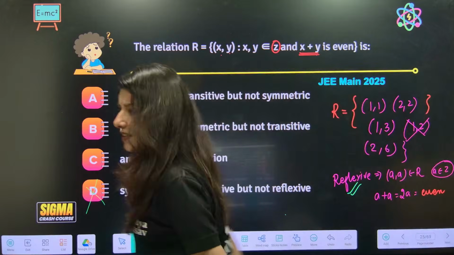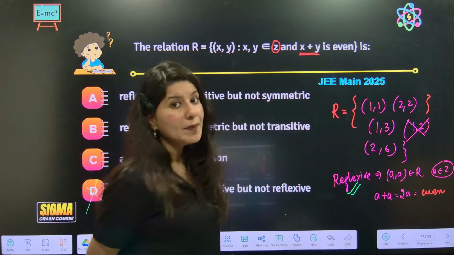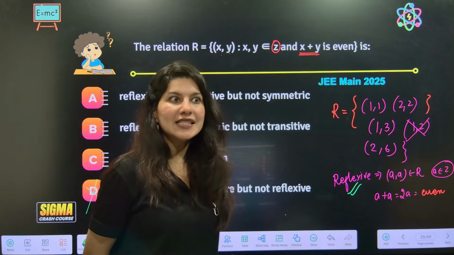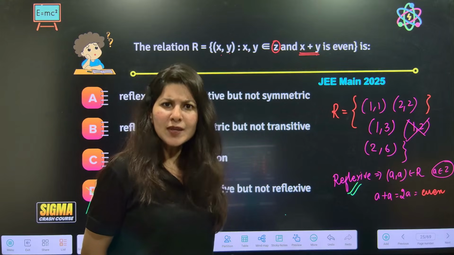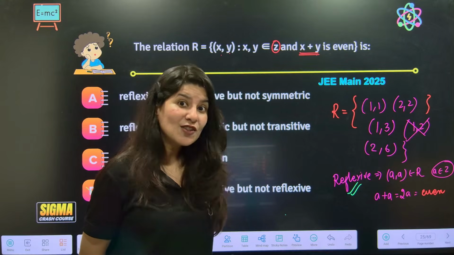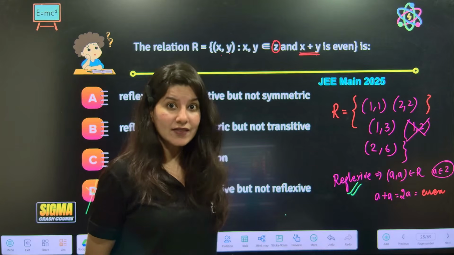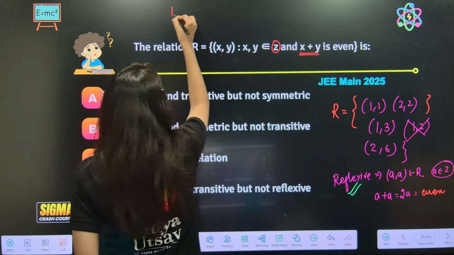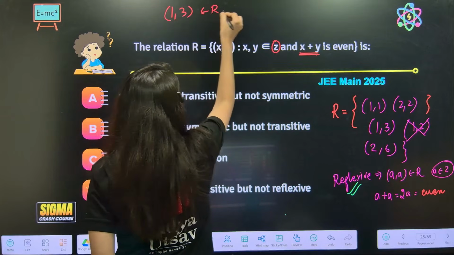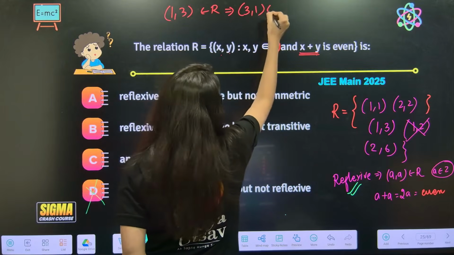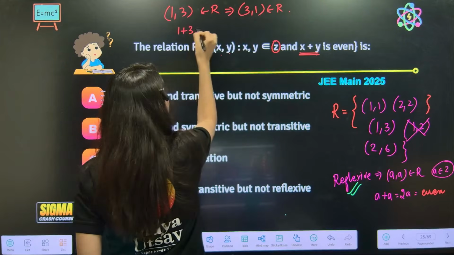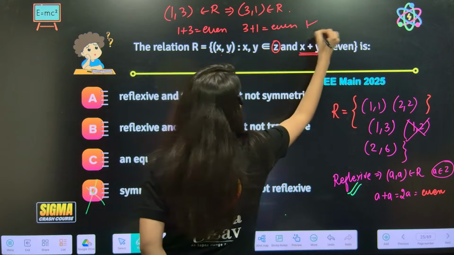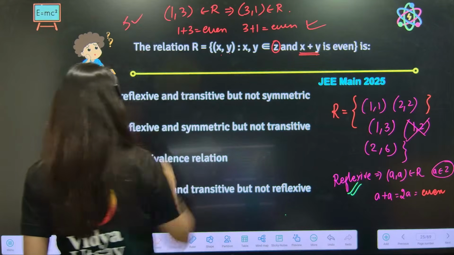Now symmetric. Symmetric says if (a,b) is there, then (b,a) should be there. If (a,b) is there, that means a plus b is even, and if a plus b is even, then b plus a is also even, and then (b,a) should sit inside. See, if (1,3) is sitting inside my relation, then (3,1) will also sit inside, because if 1 plus 3 is even, then 3 plus 1 will also be even. So symmetricity is also happening.